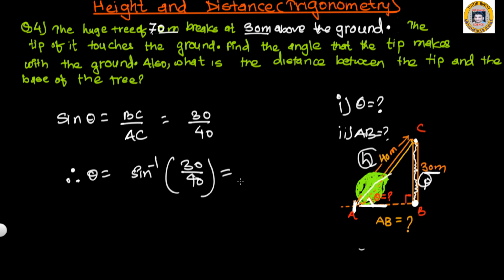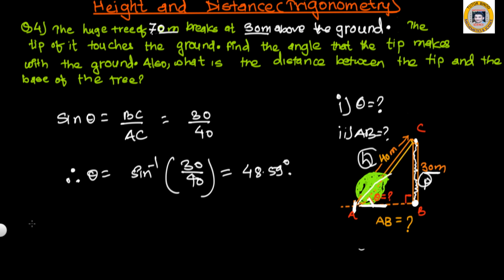On using calculator, I get the value as 48.59 degree. So the angle between the tip of the tree and the horizontal or the base is 48.59 degree. That's the answer to the question number first.